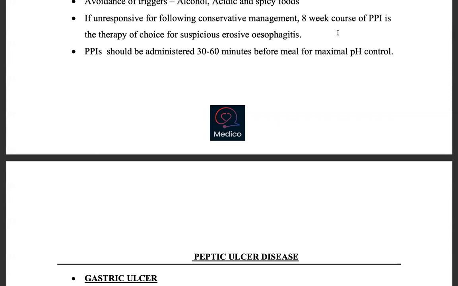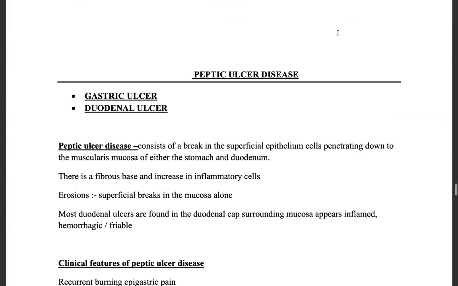Let's move on to peptic ulcers. Okay, so this is again an easy topic. Peptic ulcer disease. Here we'll be talking about two types of ulcers, the gastric ulcer and the duodenal ulcer. So in peptic ulcer disease, there is a break in the epithelial layer which can penetrate down to the muscularis mucosa. So it can either happen in the stomach, if so we call it a gastric ulcer, or it can happen in the duodenum, then we call it a duodenal ulcer.